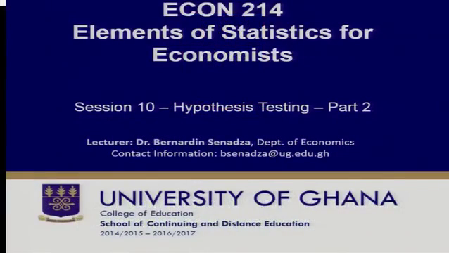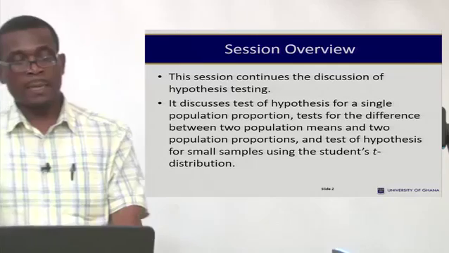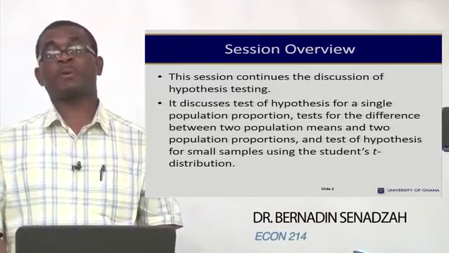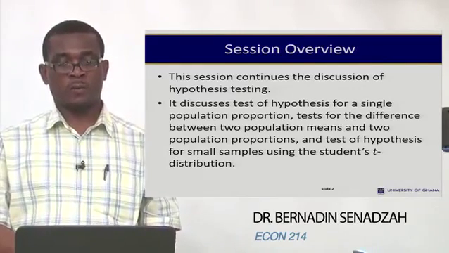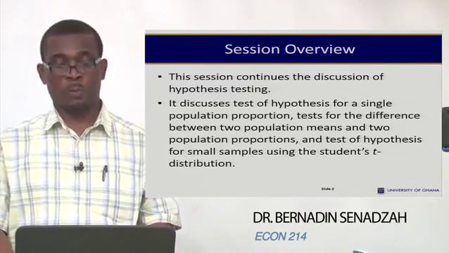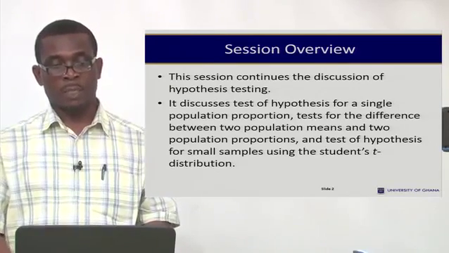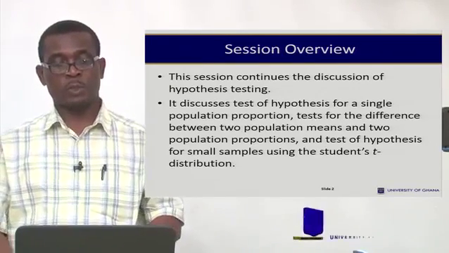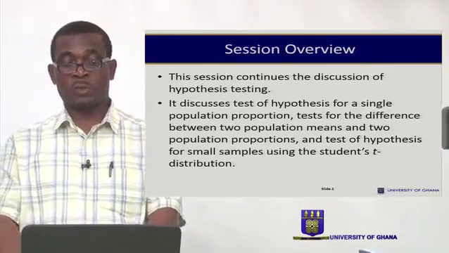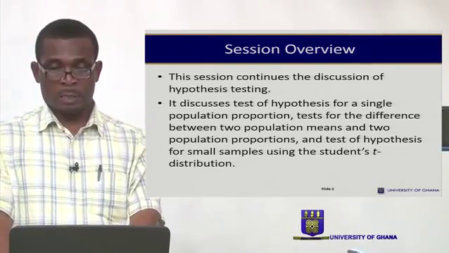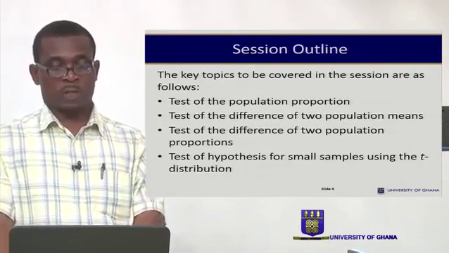Hello and welcome to the concluding session of Econ 214, part 2 of hypothesis testing. In this session, we'll discuss test of hypothesis for a single population proportion, test for the difference between two population means, and then the difference between two population proportions, and test of hypothesis for small samples using the student's T distribution. This is the outline.